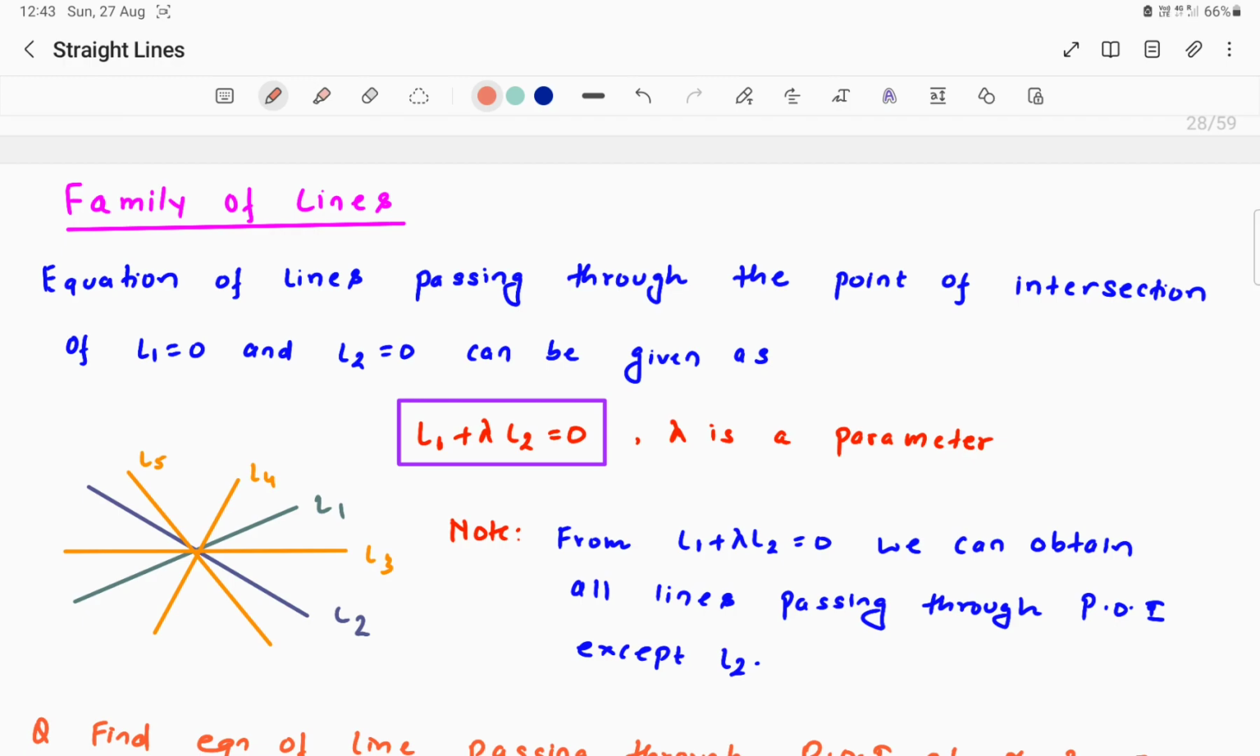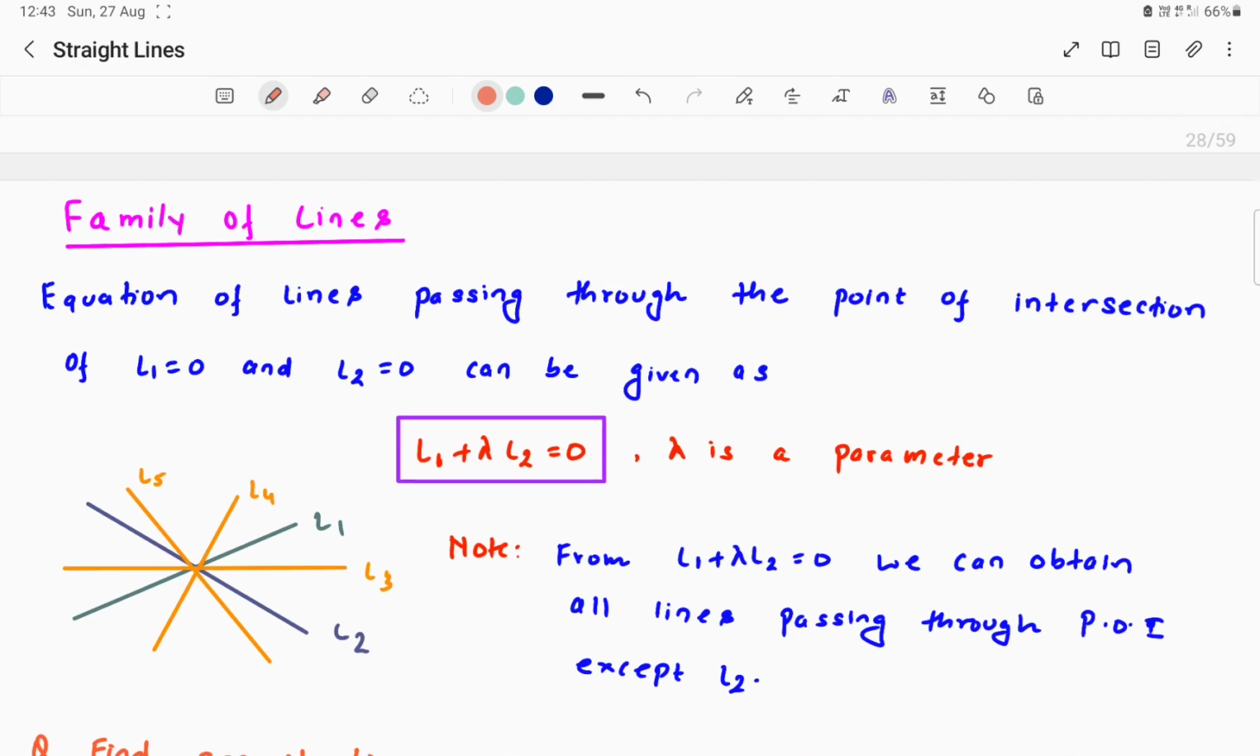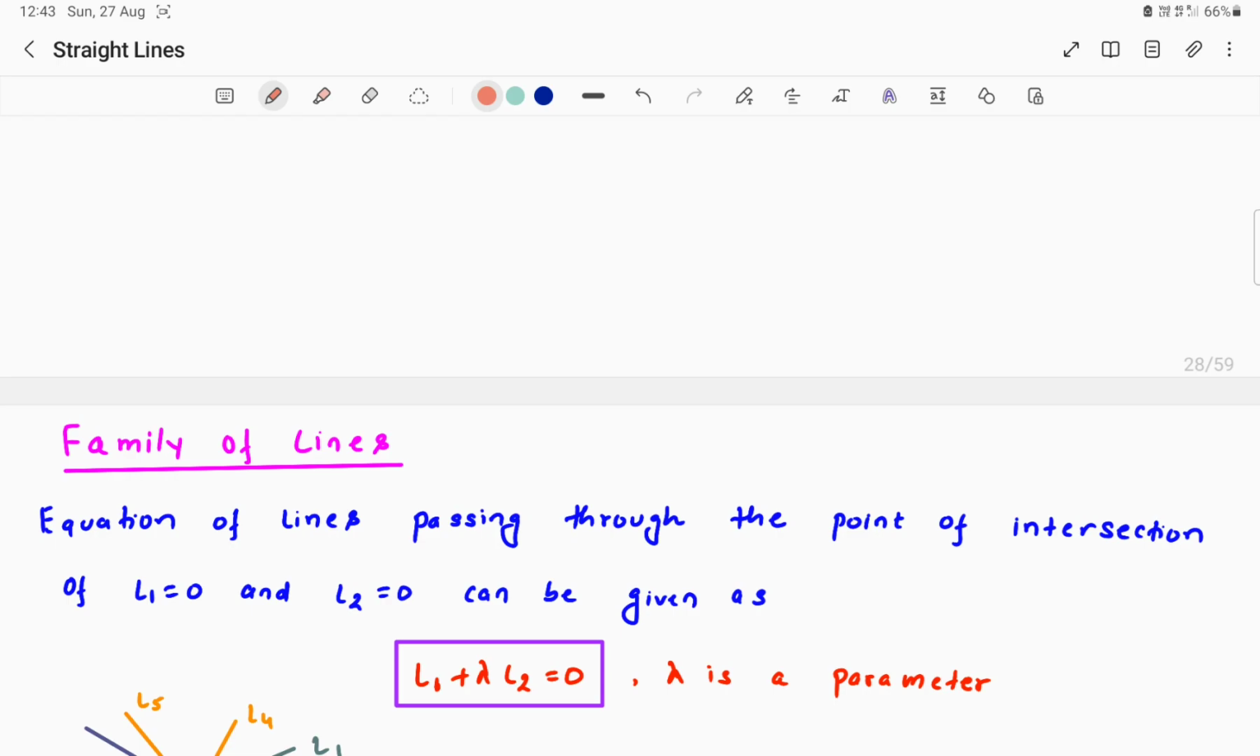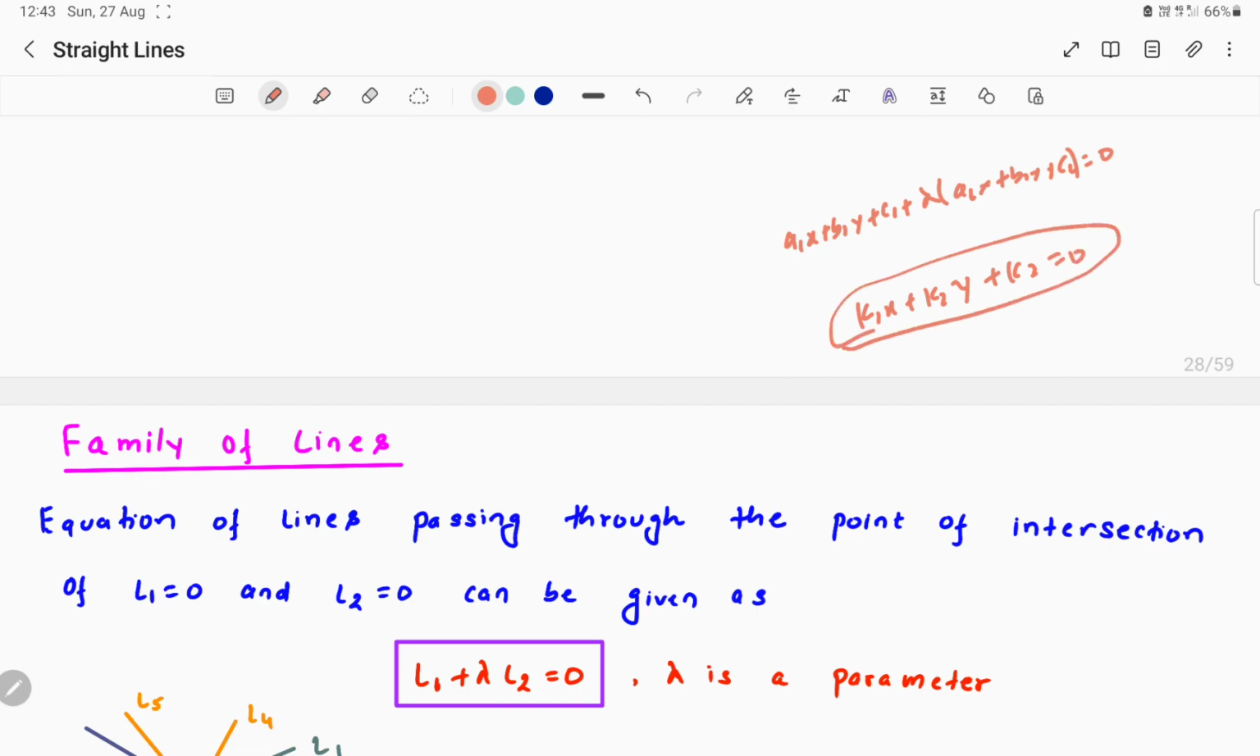Now the question comes why it is representing a family of lines, or how we know that it is representing a family of lines. First, L1 plus lambda L2 will be a linear equation in two variables, because L1 will be a1x plus b1y plus c1, and let's say L2 is a2x plus b2y plus c2 equal to 0. When you simplify this, you will get, let's say, k1x plus k2y plus k3 is equal to 0. So you can see it is a linear equation in two variables, so definitely it is going to represent a straight line.